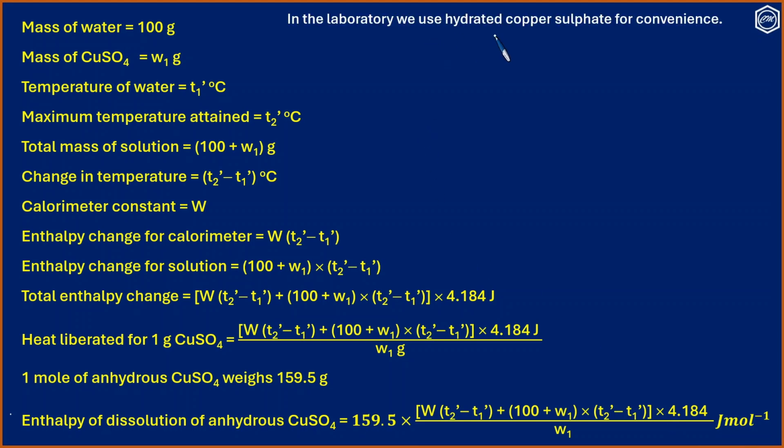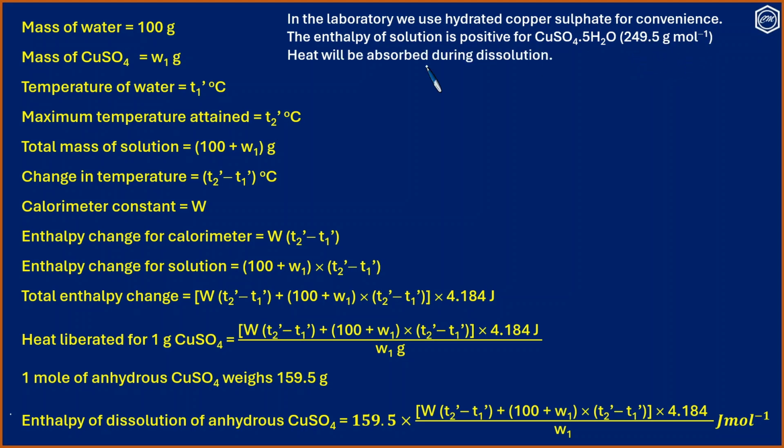In the laboratory, we use hydrated copper sulphate for convenience. Anhydrous copper sulphate is highly hygroscopic. The enthalpy of solution is positive for copper sulphate pentahydrate. Molar mass is 249.5 gram per mole. Heat will be absorbed during the dissolution. So for hydrated copper sulphate, heat will be absorbed during the dissolution process.